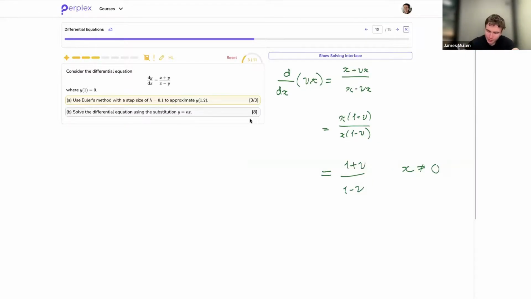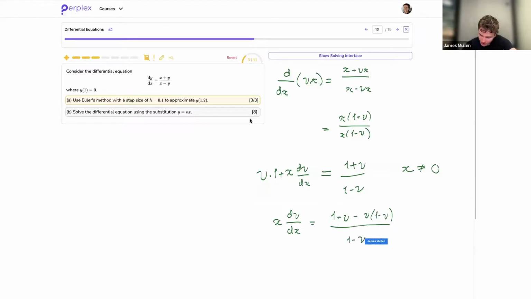And therefore, now I have to differentiate the left-hand side, which is the derivative of vx with respect to x. So it's going to be v times the derivative of x, which is 1, plus x times dv over dx. Now what I can do is move this v to the right-hand side, and I can say that x dv over dx is equal to 1 plus v minus v times 1 minus v all over 1 minus v, which is going to be equal to 1 plus v minus v plus v squared, so 1 plus v squared over 1 minus v.